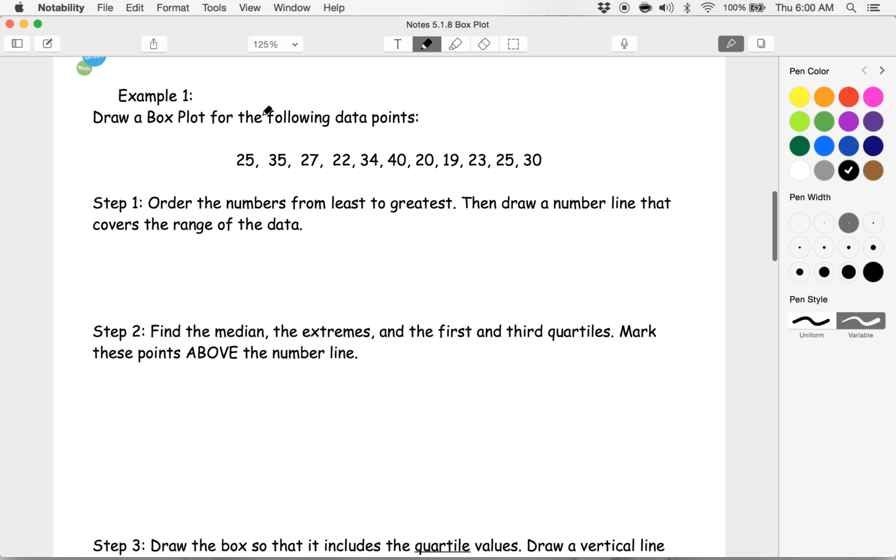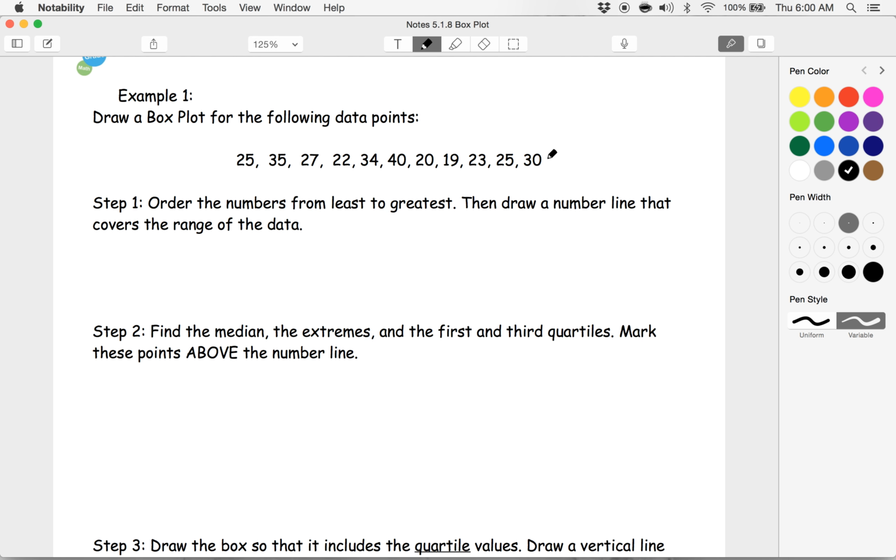Draw a box plot for the following data points. And they even kind of help us out by telling us some of the steps. Order the numbers from least to greatest. Draw a number line that covers the range of the data. So we're going to start just by putting these numbers in order from least to greatest.